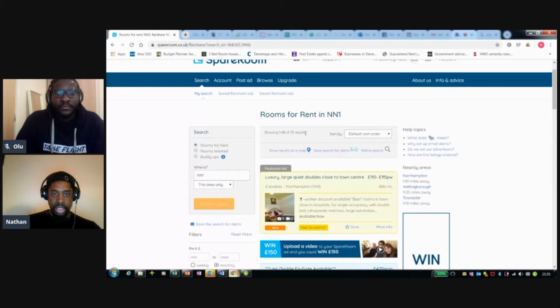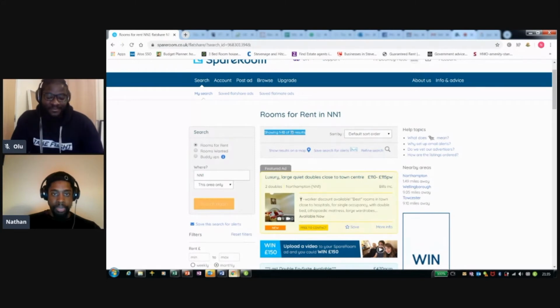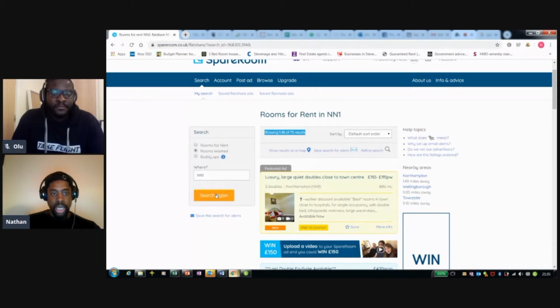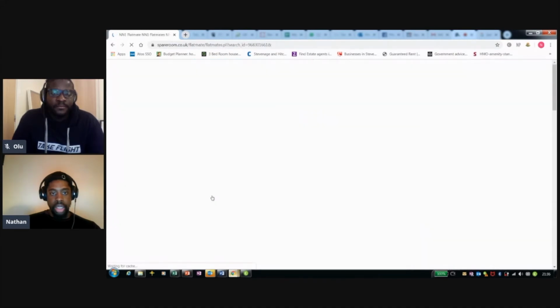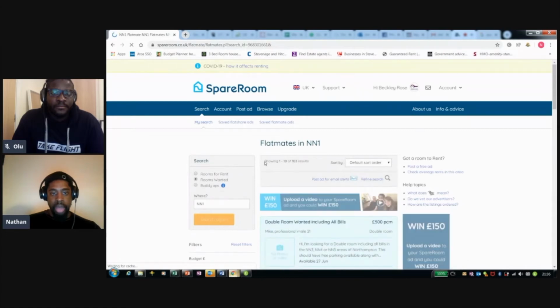Now, this is the important point when testing that demand or understanding what the market's looking like. You can see here that in this area, there's 73 rooms for rent. So 73 rooms for rent in this particular postcode area. That is the supply. What we want to know is what the demand is. On the left-hand side here, if you then click on rooms wanted and you click on search again, it will then show you how many people are actually looking for rooms in this area.